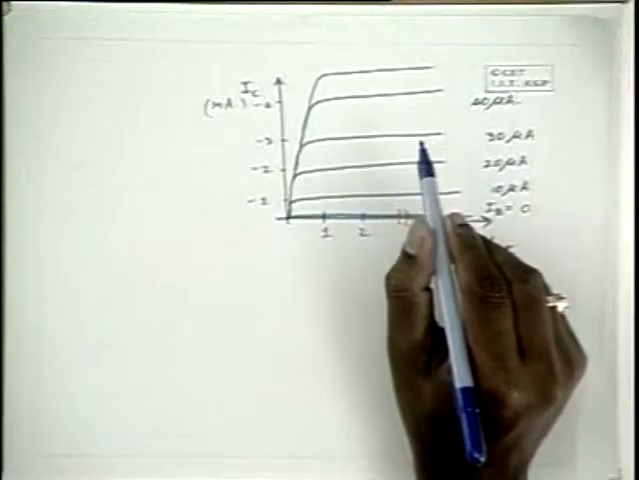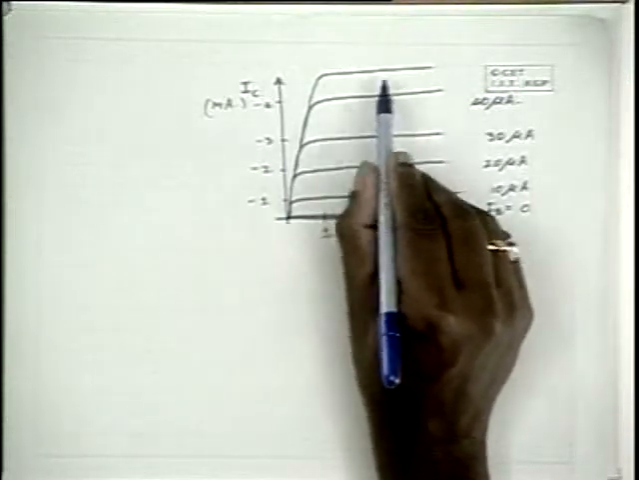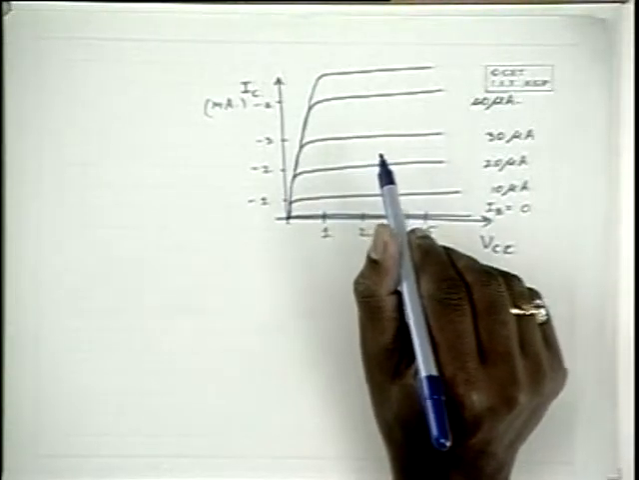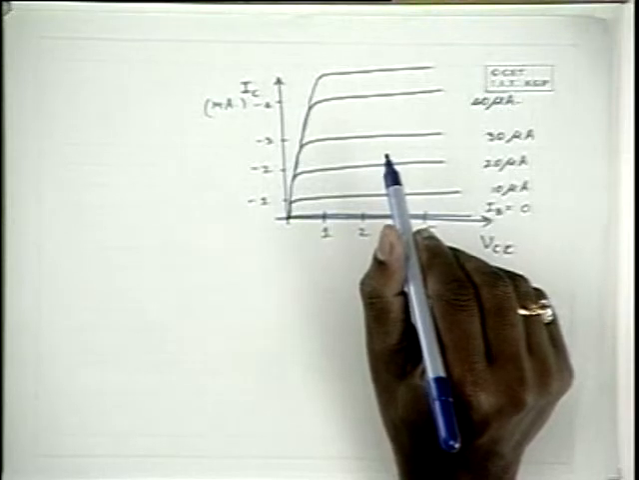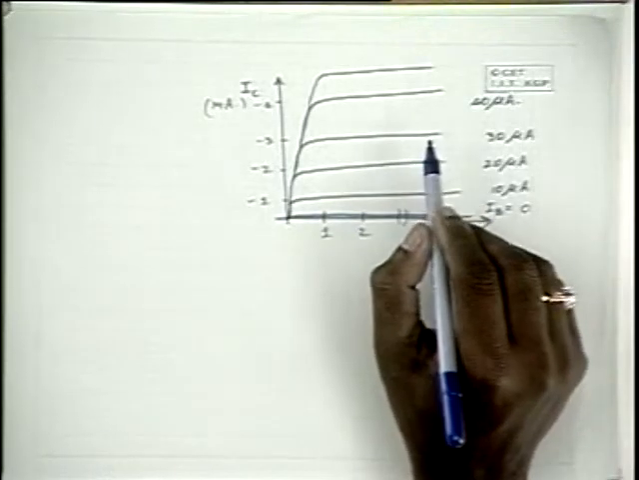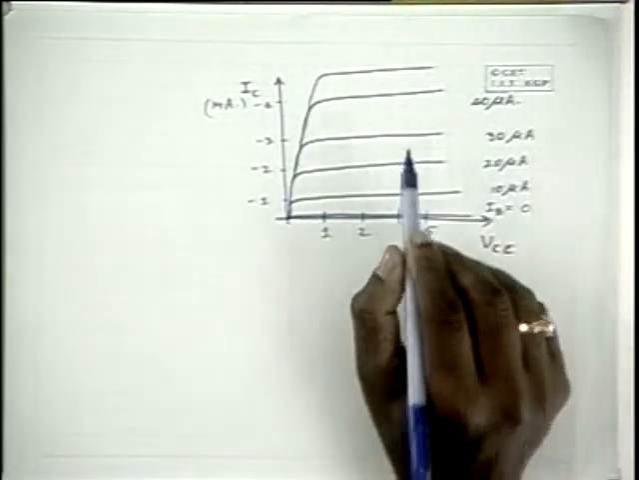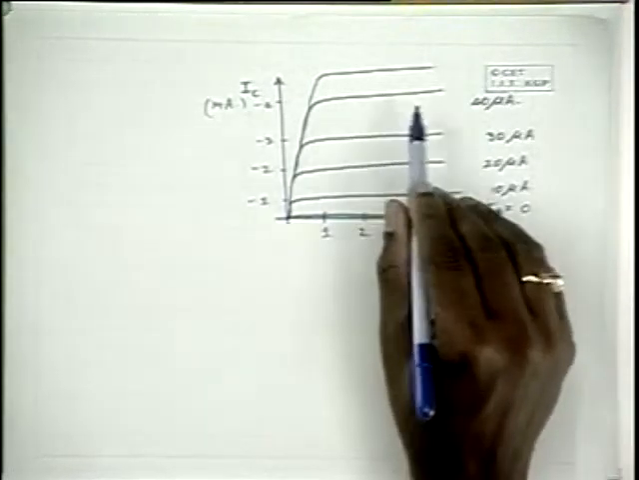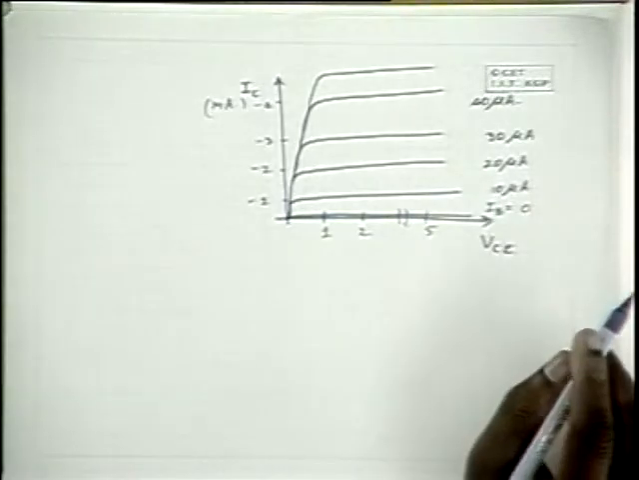There is one more difference. You will find that the slope is very small in the other characteristics, whereas here the slope is slightly larger than in the other case. We shall see what is responsible for that. If you look at the current expression, it will be clear that this is what happens here.